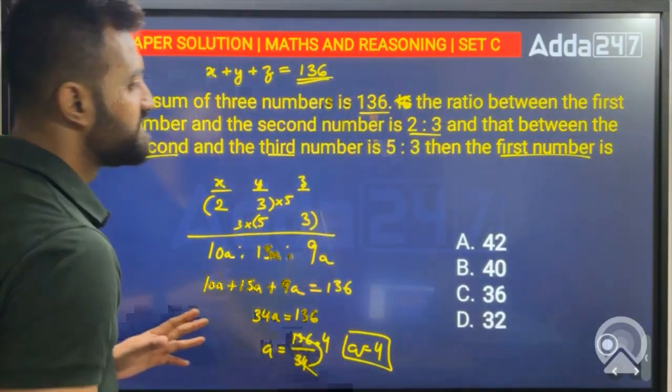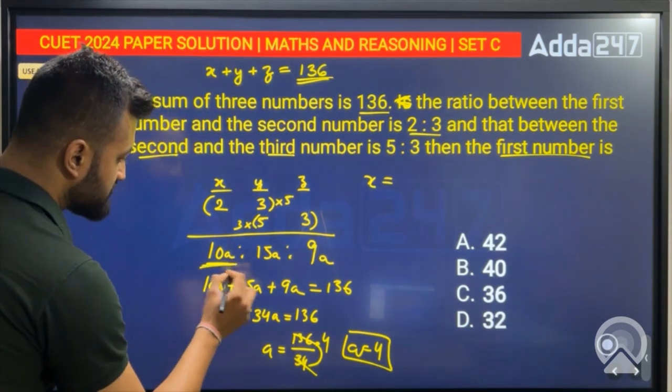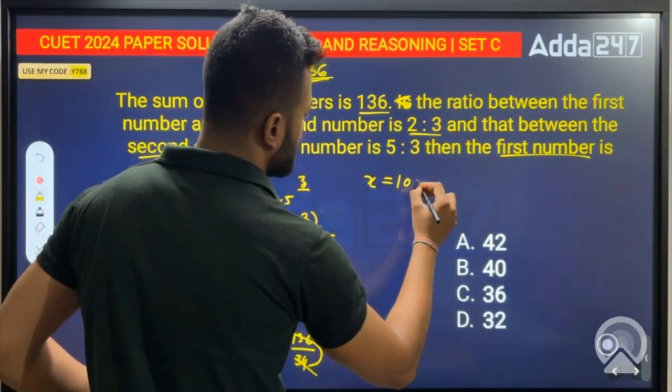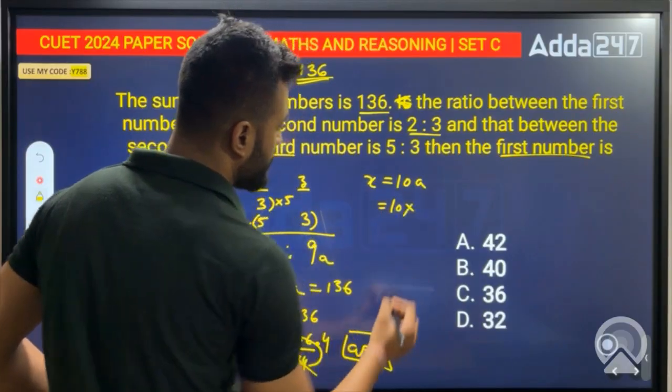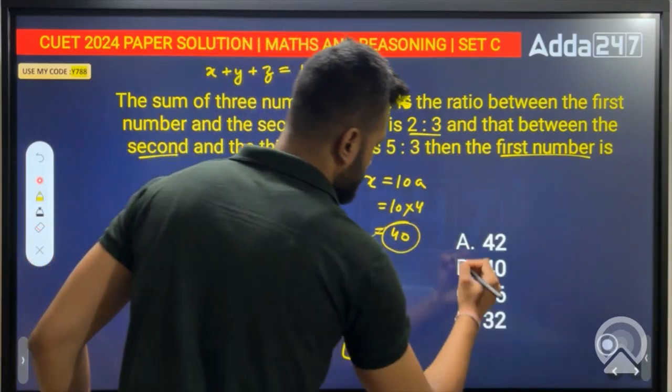What do we need? We need the first number. The first number means x. x is 10a. So 10 into a, and a is 4. Just put 4 and you will get your answer as 40. Done. Option B is the right answer.